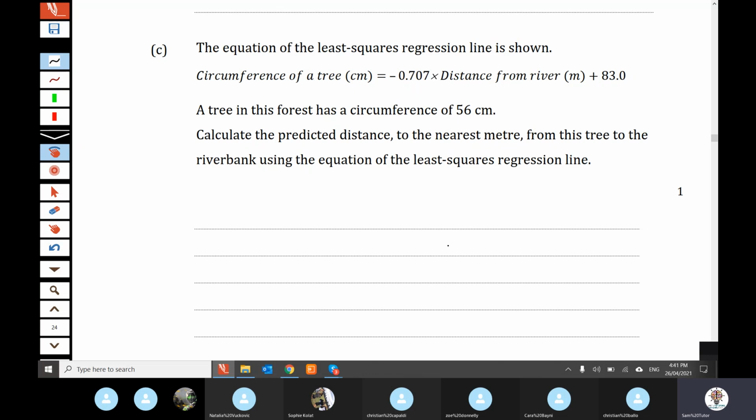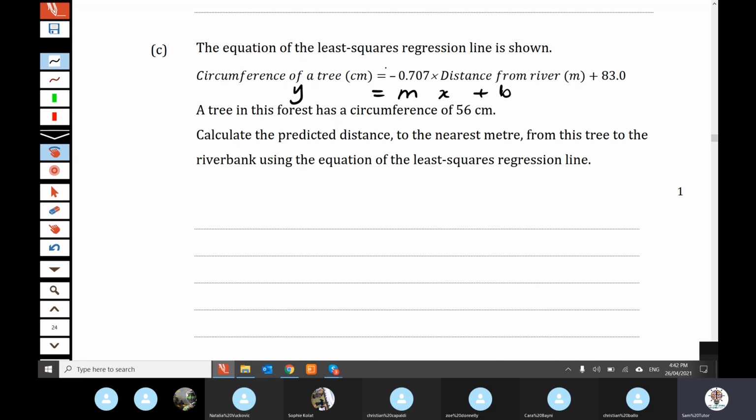Okay, part C. Have a read. The equation of the least squares regression line is shown. The circumference of the tree, what letter can I represent that as? Y equals. What letter can I represent this as usually? Letter M. Someone said M. Good. Then what letter is this one usually? X plus what letter? C, B, whatever letter you like. I usually use the letter B. Can you see how it's still y equals mx plus b? Completely different topic again, but it's actually the same thing.